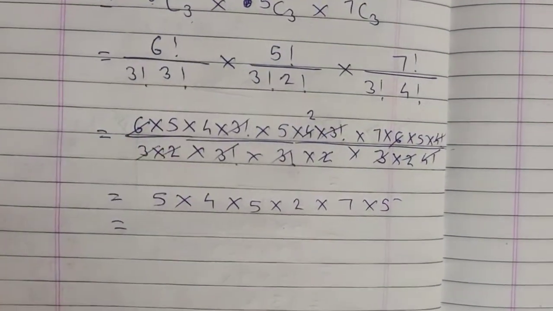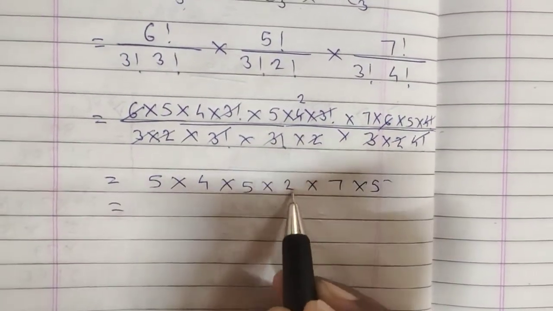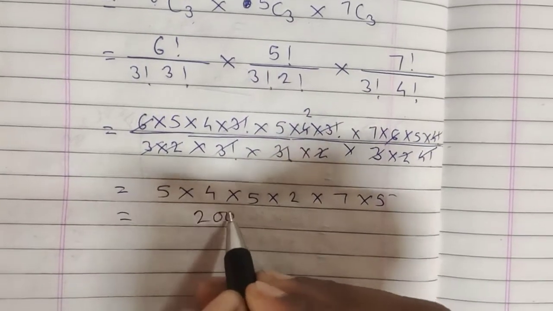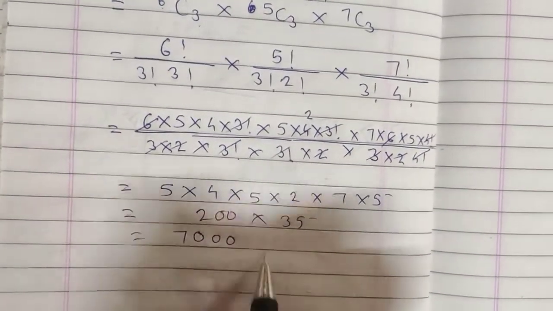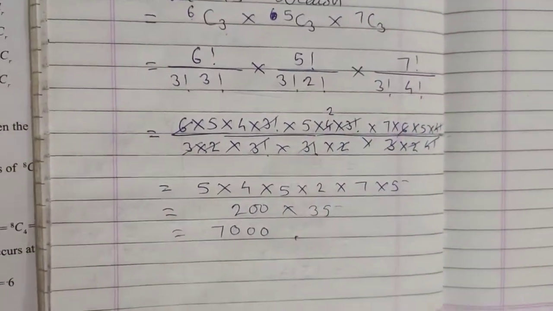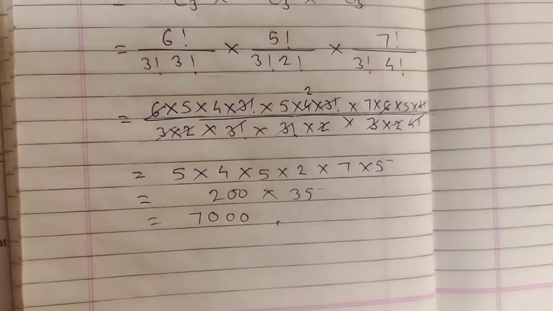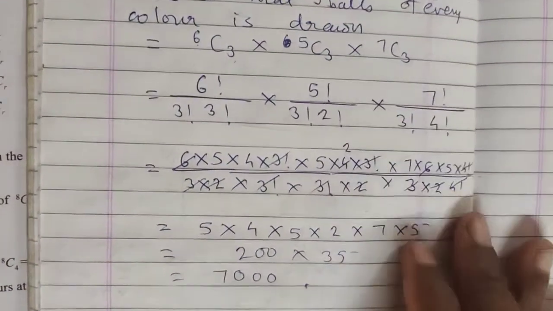Now let me multiply. So 5 4s are 20, 20 5s are 100, 100 2s are 200, into 7 5s are 35. So we are getting here 7000. Okay. So here we have used combination because here order is not important. Only the thing which is important is which color of ball you are drawing.